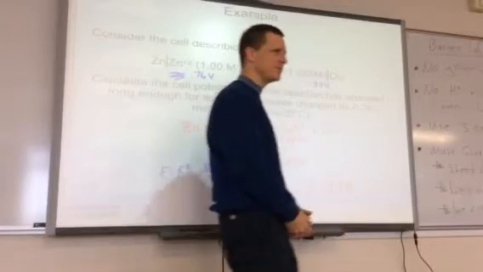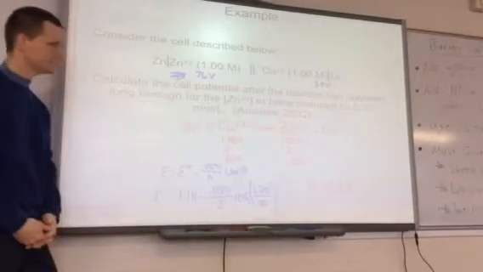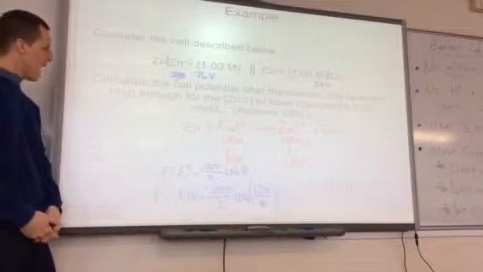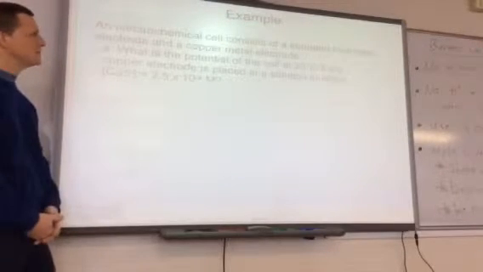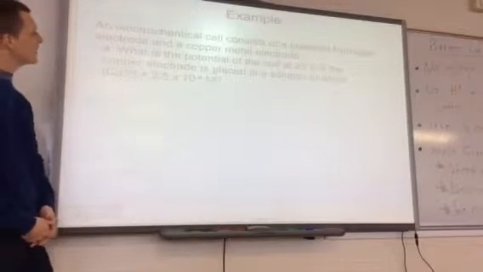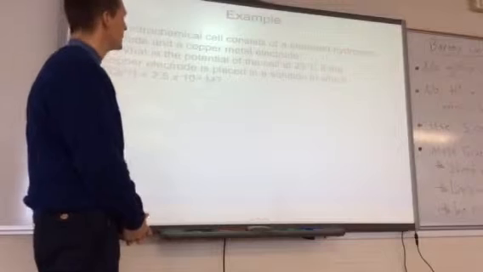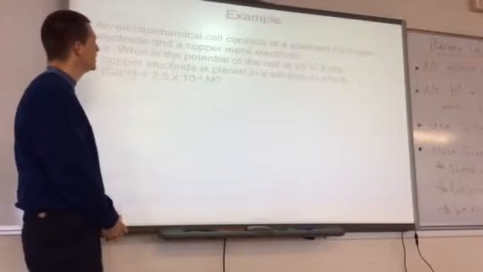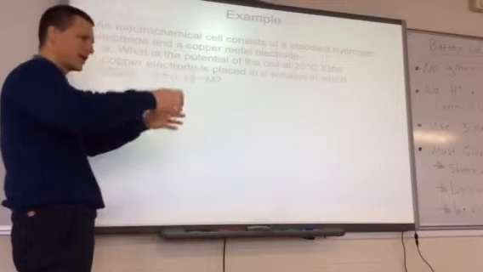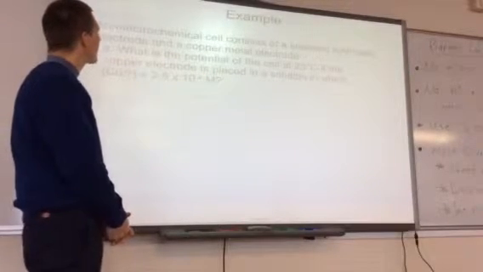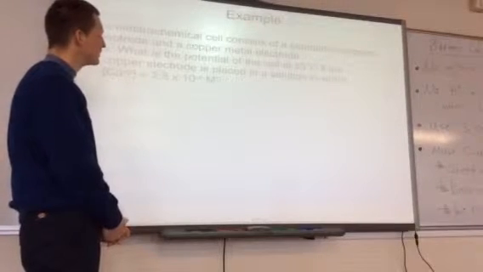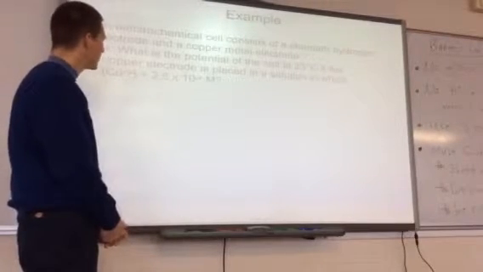Anything else about this problem? I'm going to ask you to try one now. We have an electrochemical cell, also known as a galvanic cell, consisting of a standard hydrogen electrode and a copper metal electrode. So those are the two compartments, when you have a hydrogen, when you have a copper. What is the cell potential at 25 degrees if the copper electrode is placed in a solution in which copper ion is dead?